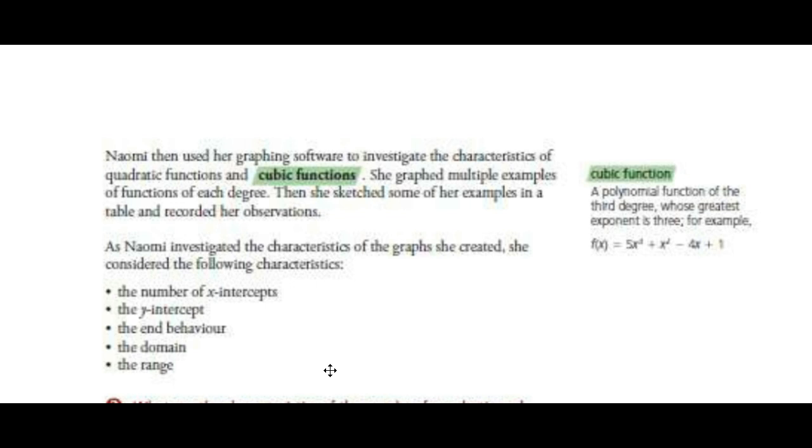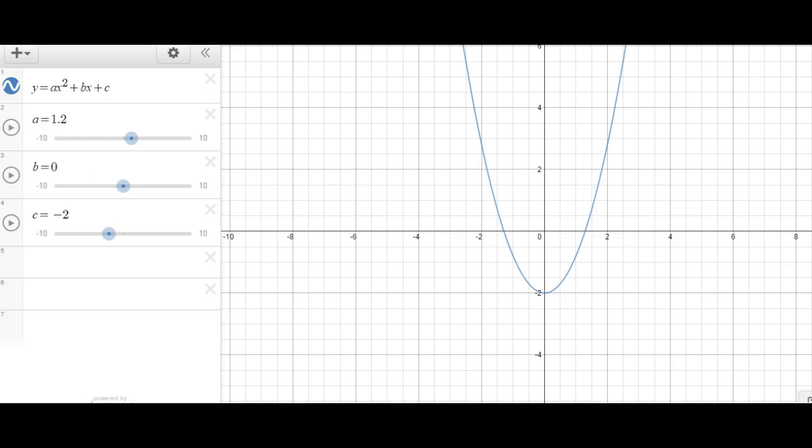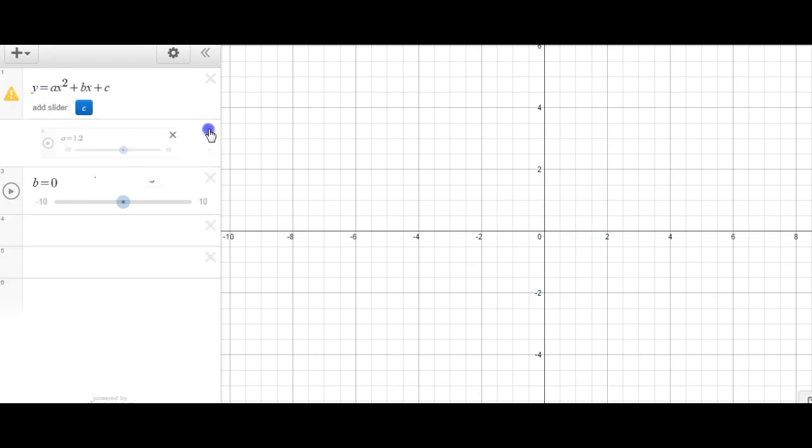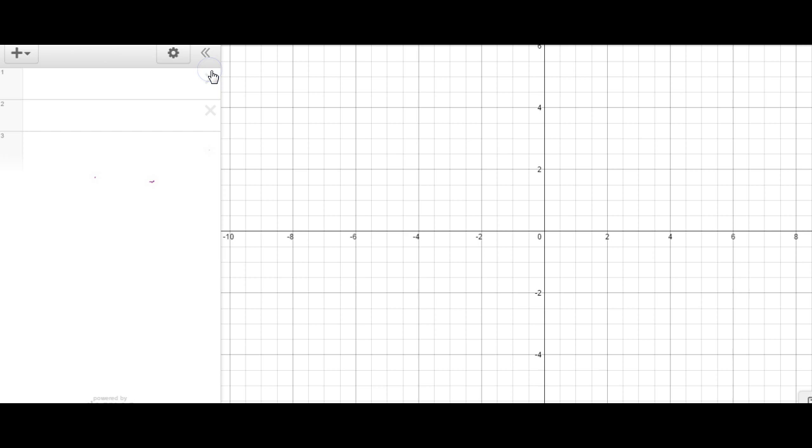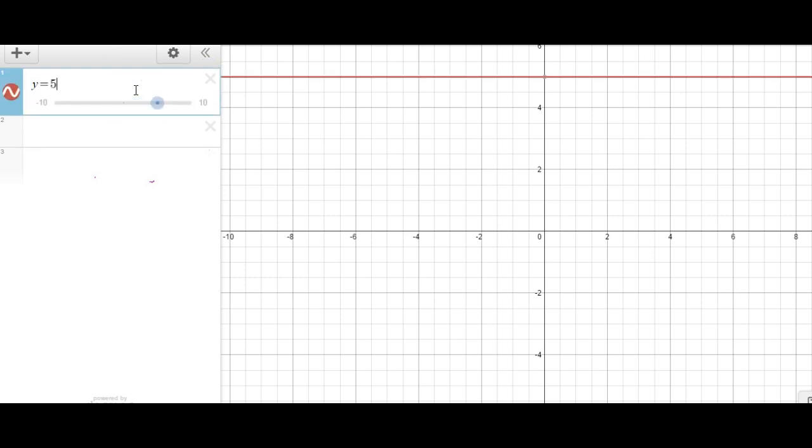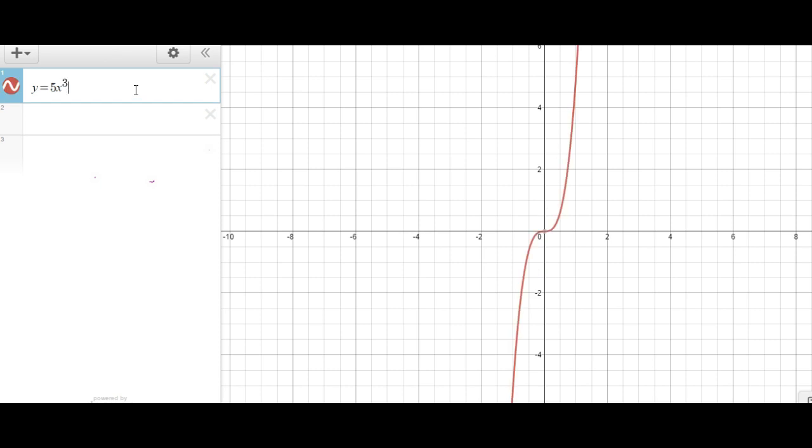Okay, cubic. Let's try this one just for the heck of it. 5x cubed plus x squared minus 4x plus 1. Y equals 5x cubed, what was the next one, minus 4x squared, or plus x squared minus 4x plus 1. Okay, there's a cubic. Give me another cubic.